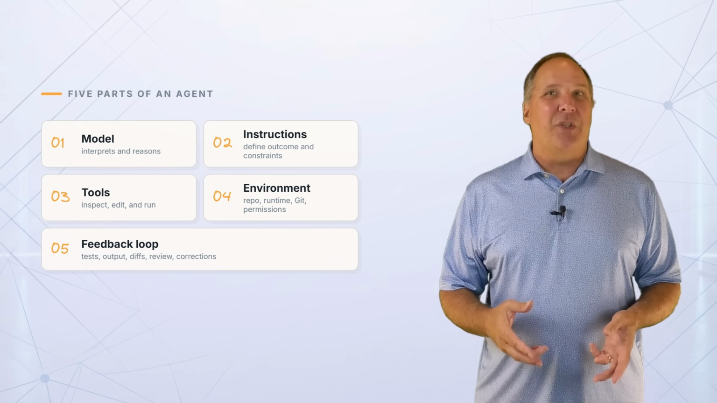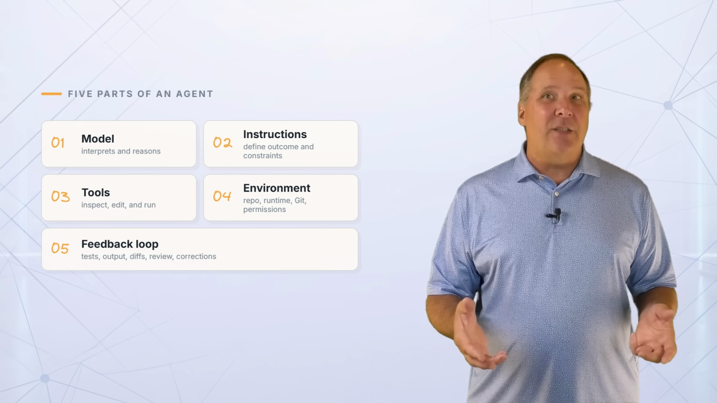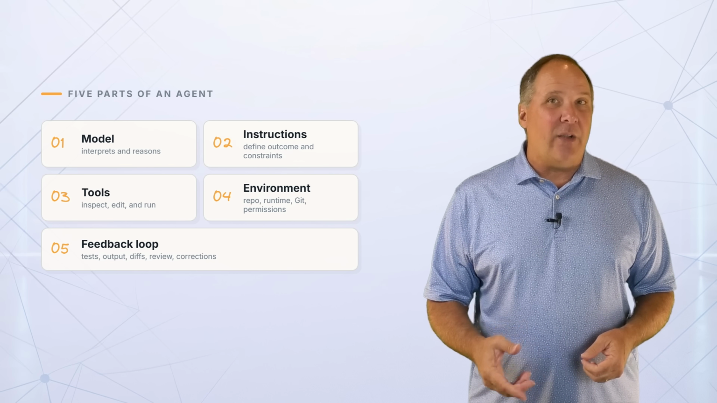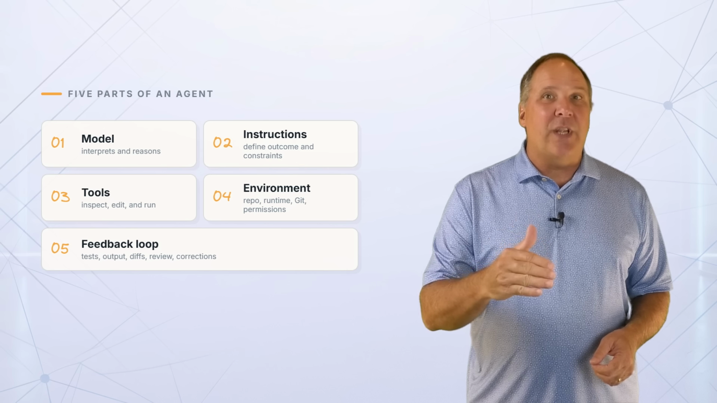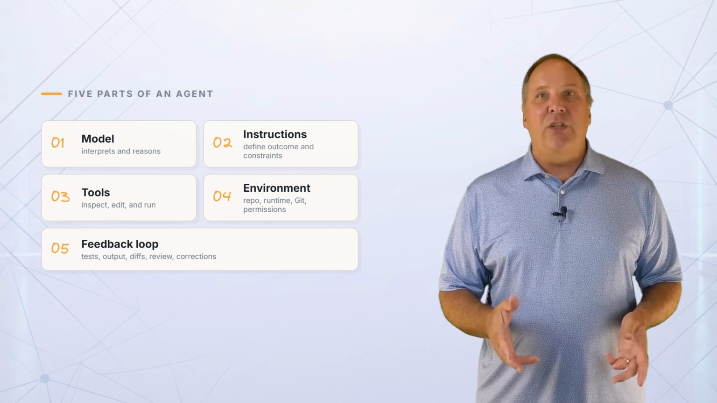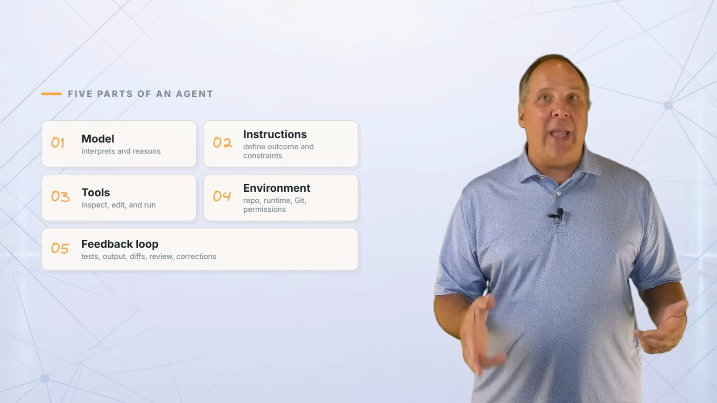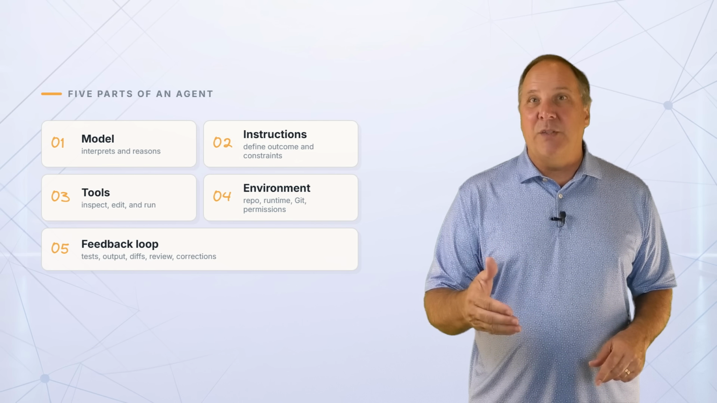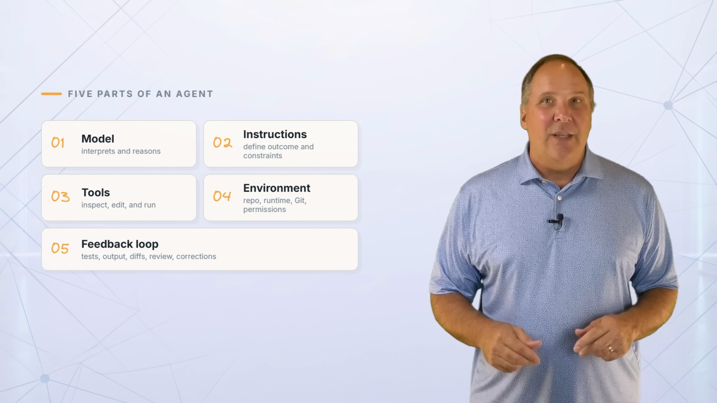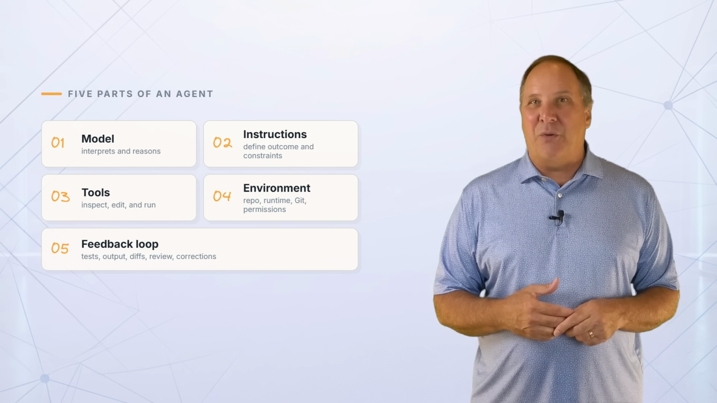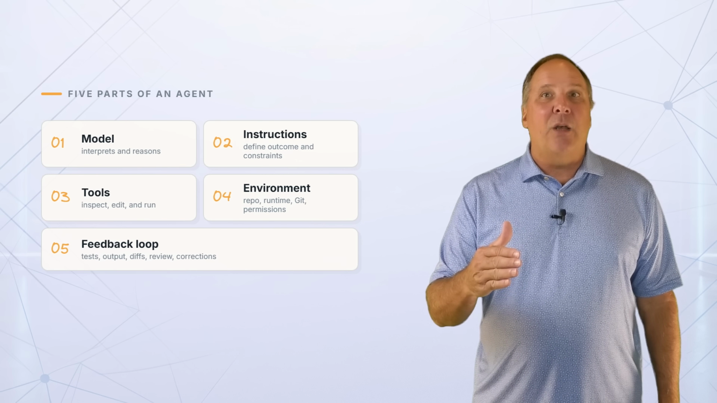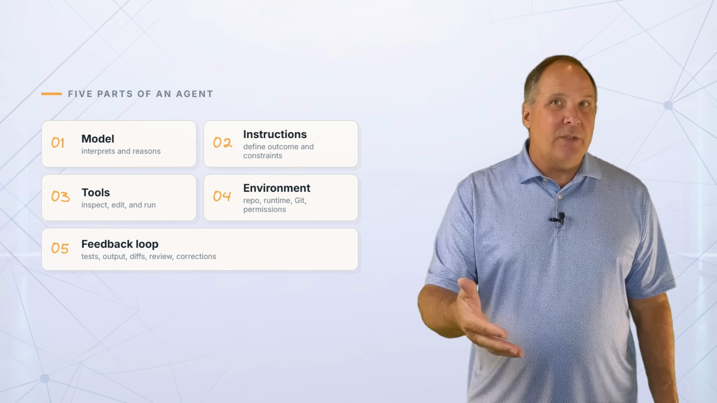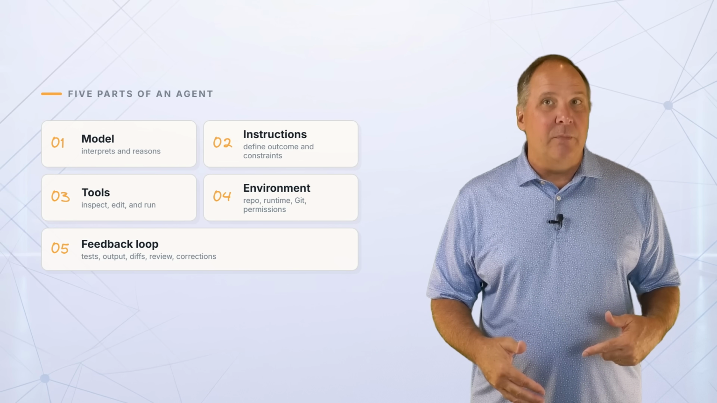The model interprets the goal, reasons about the available context, and chooses what to do next. Instructions define the requested outcome, the constraints, and what counts as done. Tools let the agent inspect files, edit code, run commands, and interact with other systems. The environment supplies the repository, the runtime dependencies, the Git state, permissions, and available external services. And feedback comes from tests, command output, diffs, review comments, and corrections from the user.